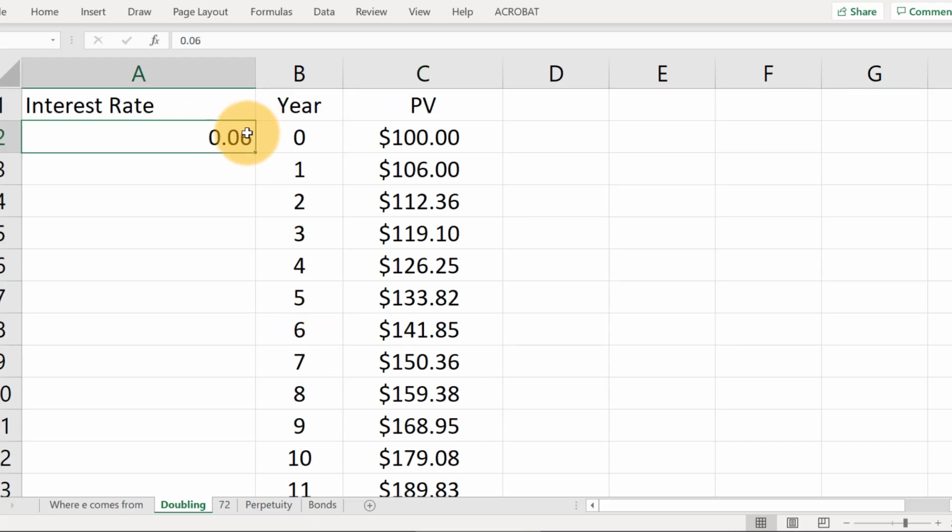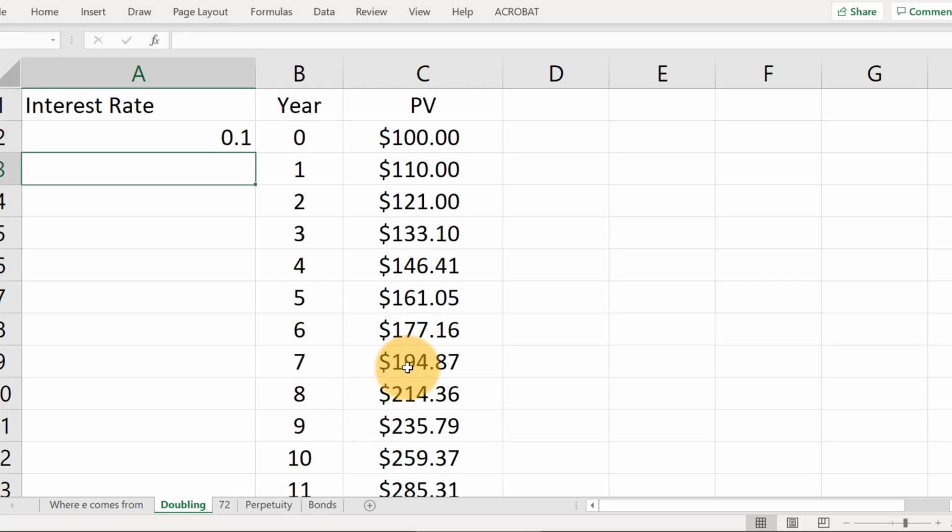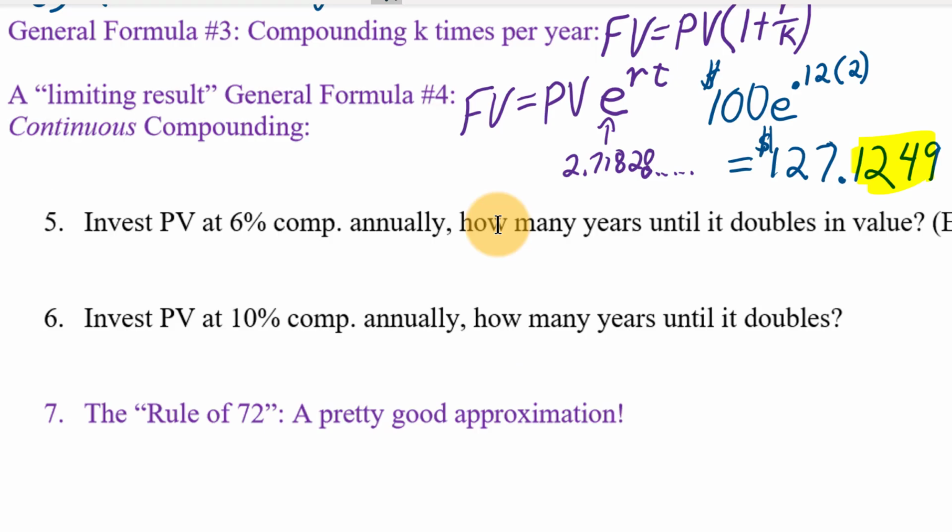What if our interest rate was 10%, 0.10? It looks like we would have to wait between 7 and 8 years. Technically, it'd be 8 years if we were talking about exactly compounding only once per year. Again, what we're trying to do here is look at an approximate answer, 7 to 8 years. So at 6%, we would have to wait about 12 years. And at 10%, we would have to wait somewhere between 7 and 8 years.